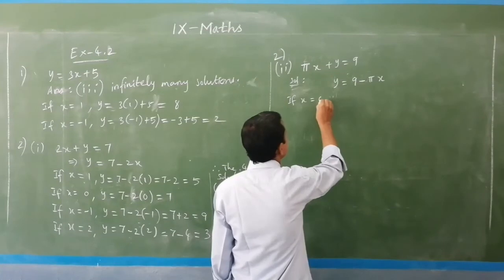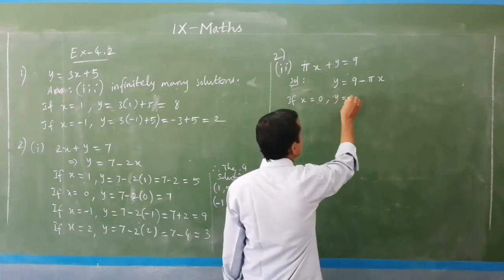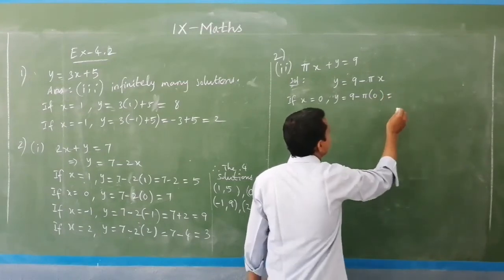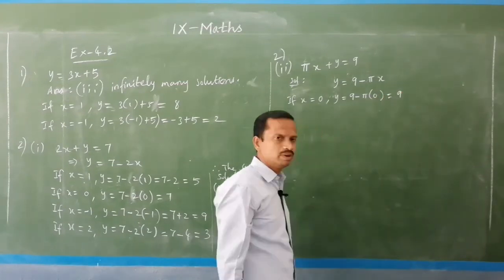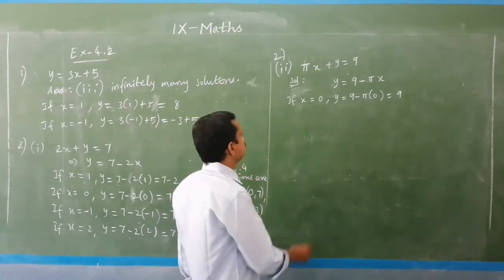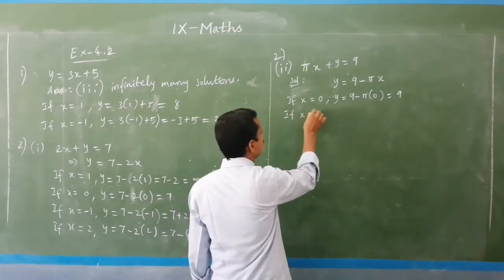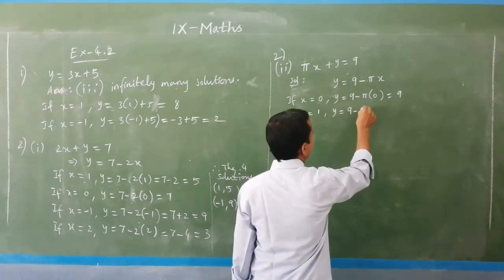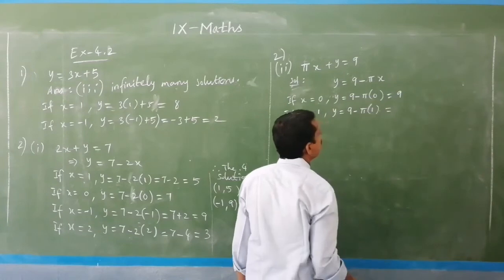So, x equal to 0, what happens? y equal to 9 minus pi into 0, we get 9 only. 9 minus pi into 0, 0, 9 minus 0, 9. And then if x equal to 1, then y becomes 9 minus pi into 1, that is 9 minus pi.